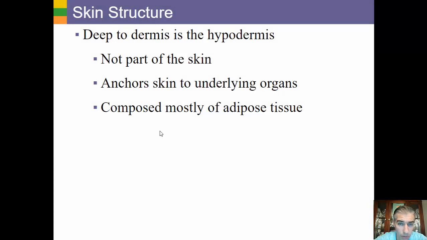And then below the dermis is what's called the hypodermis. They don't actually consider it part of the skin, but it is mostly adipose tissue. If you've ever watched Grey's Anatomy or any of those hospital shows, when they do surgery, when they cut, sometimes you can see yellow when you're cutting through the skin. Once it gets to that point, that means you're actually into the hypodermis, and that's what anchors the skin to the underlying organ below it. If you've ever heard of the term subcutaneous fat, that is referring to the hypodermis specifically.